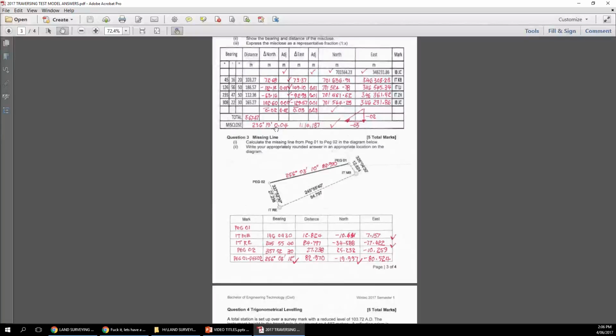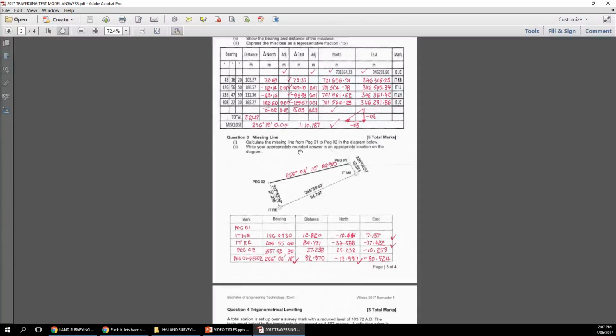Okay, it says here, calculate the missing line from peg 1 to peg 2. From peg 1, so you're going to start at peg 1 and finish at peg 2. Not start at peg 2 and go to peg 1. Now that's not going to affect the distance, but it only affects the bearing. So I wanted the bearing from 1 to 2. So read the question, find out what the client wants.